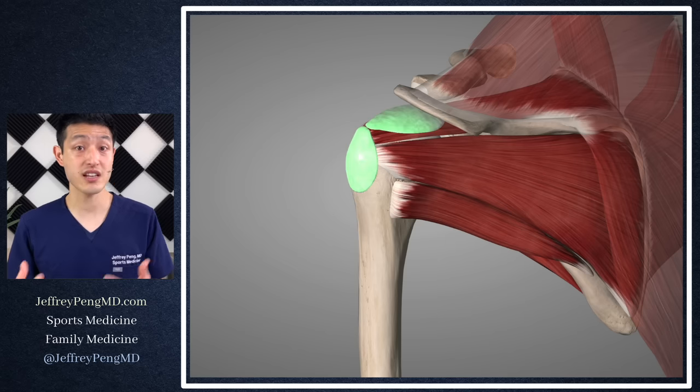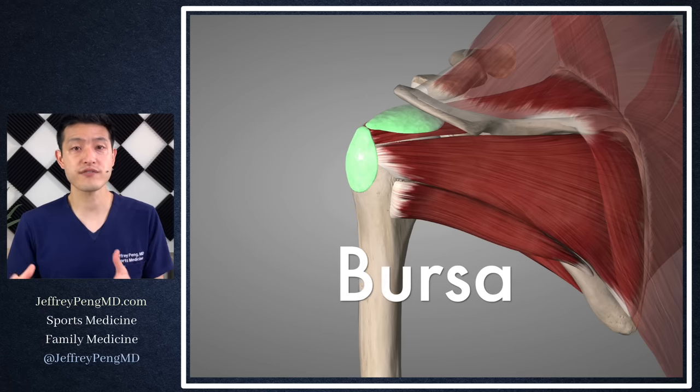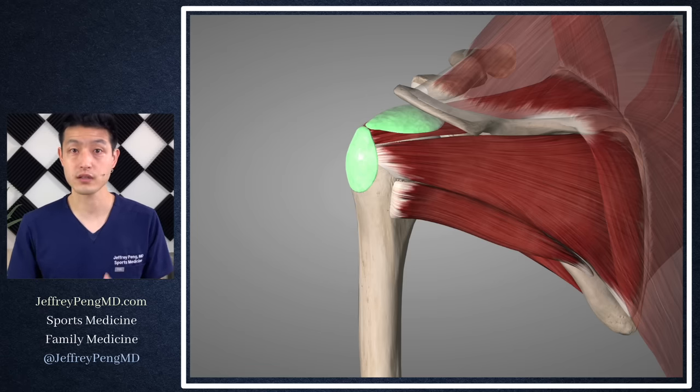Now, because the rotator cuff tendons are so important for the movement of our shoulders, our bodies actually provide a lot of protection and cushion for them. And these cushions are called bursa. More specifically, we are referencing the subacromial subdeltoid bursa.